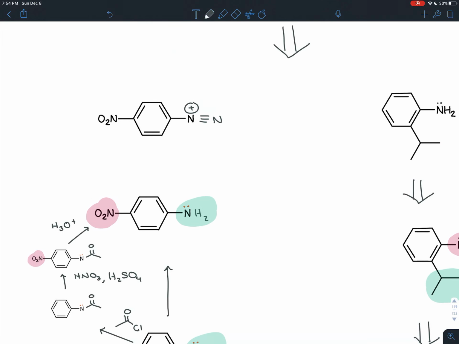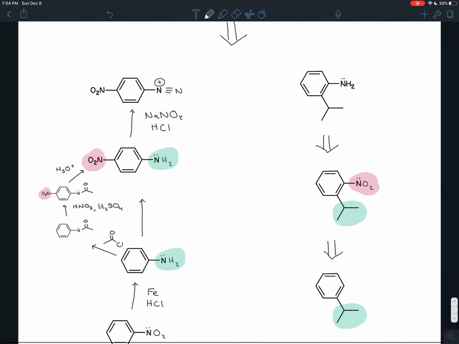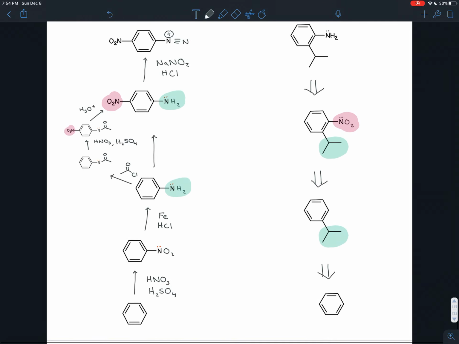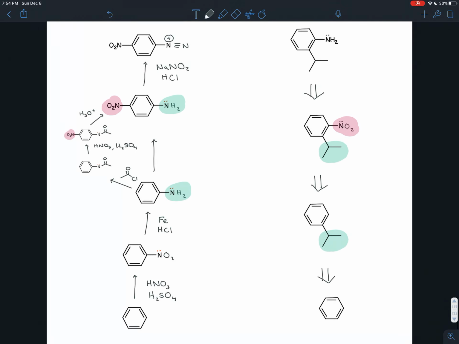Once you have that structure, you have your amine with the nitro group on it. You can turn the primary amine into a diazonium ion by adding NaNO2 and HCl, that classic recipe. So that gives us a pathway for making this molecule on the left.